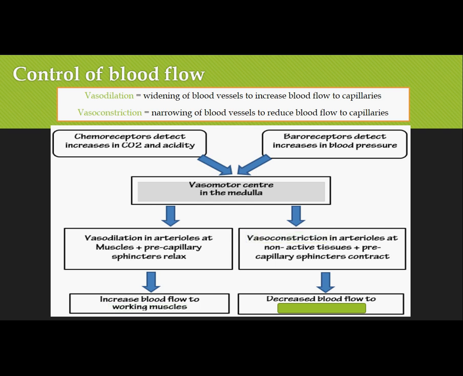At the same time, we get vasoconstriction in the arterioles at the non-active tissues, such as the digestive system, and the precapillary sphincters contract and reduce blood flow to the digestive system and other non-active tissues. And that decreased blood flow to the non-active tissues allows blood to be rediverted to where it is needed. And this also explains why we shouldn't eat before exercise, because all that food will stay in your stomach and won't be digested when we start to exercise, because it's being rediverted to your muscles.